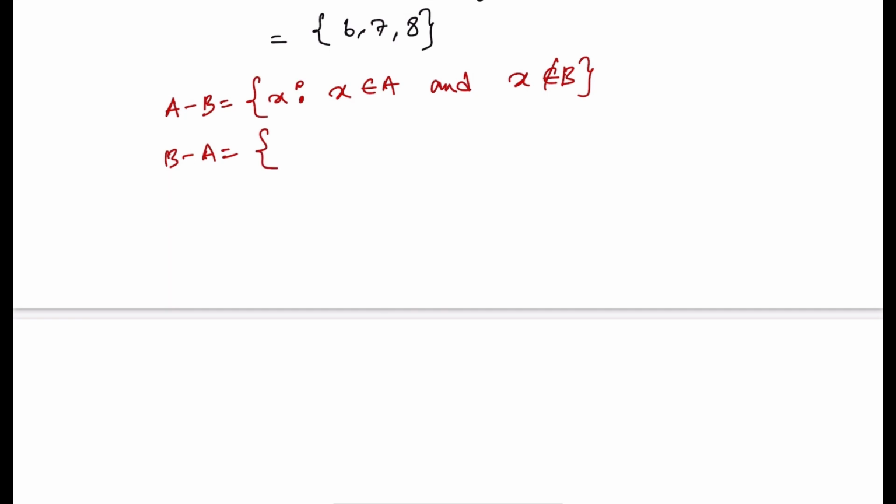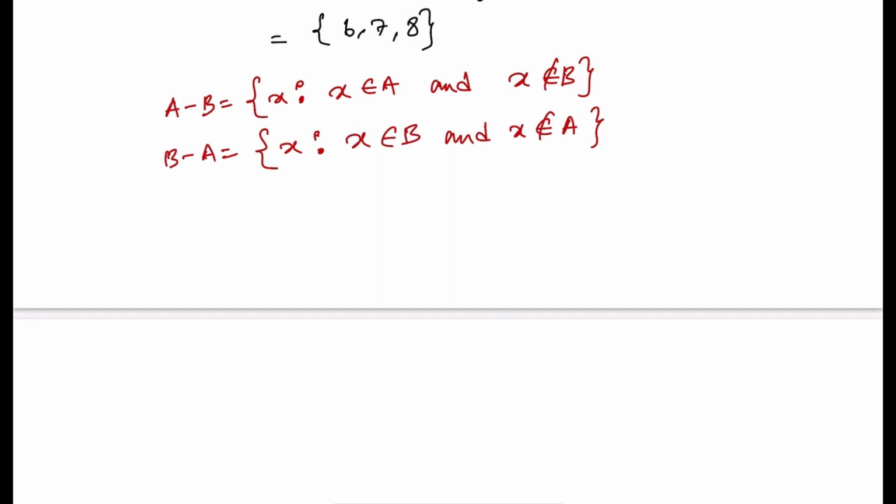B minus A equals x such that x belongs to B and x does not belong to A. Okay, this is how we write B minus A. This is basically how we write the set builder form for B minus A.